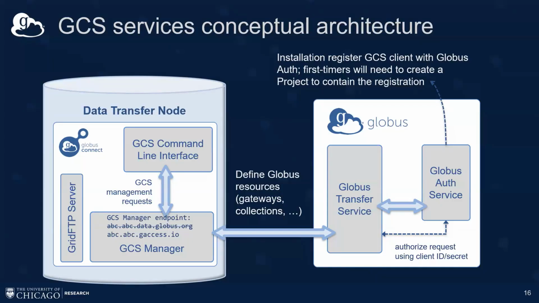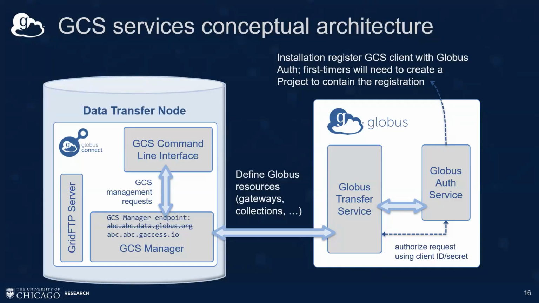So on the data transfer node, the conceptual architecture, there is the command line interface, the GCS CLI, the Globus Connect Server command. Through that command, it doesn't have to be on the DTN. You could, in theory, log in to the endpoint manager from anywhere, but for simplicity, most people just log into the DTN, the data transfer node, and run their Globus Connect Server commands right there.